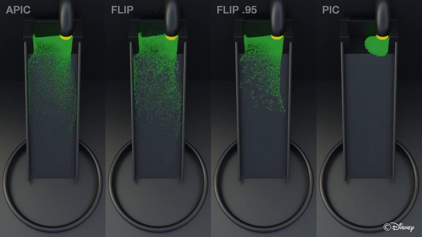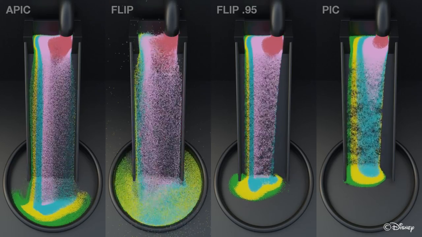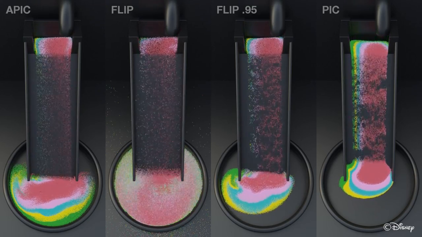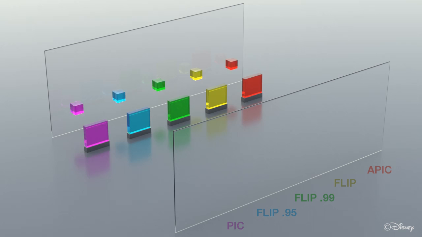In the sand example, we also see that FLIP suffers from noise that APIC does not have. Notice how FLIP has escaped particles. Notice also the excessive mixing.